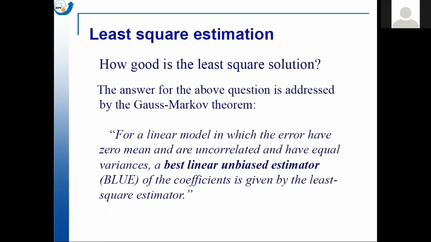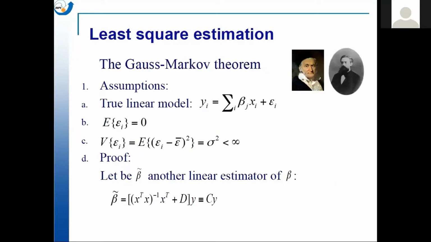For a linear model, if the errors have zero mean, are uncorrelated, and have equal variance, the best linear unbiased estimator, BLUE, of the coefficients is given by the least squares estimator. So this is a mathematical theorem according to these assumptions here. And then this Gauss theorem starts from this model here: y equals the summation of beta j multiplied by x ij, plus noise. Imagine that the expectation of the noise is 0, and the variance of the noise is already known. It's sigma squared.